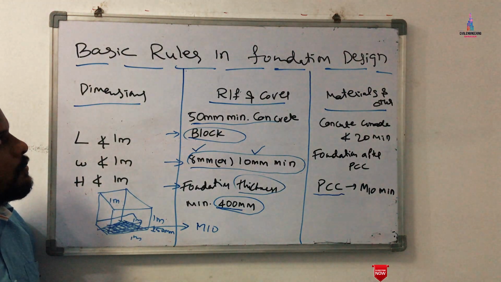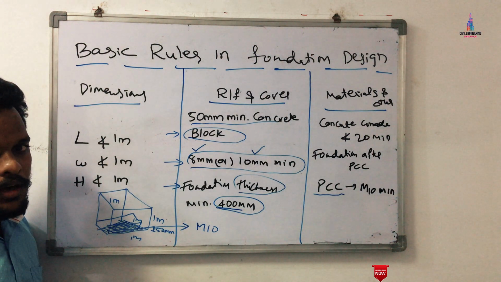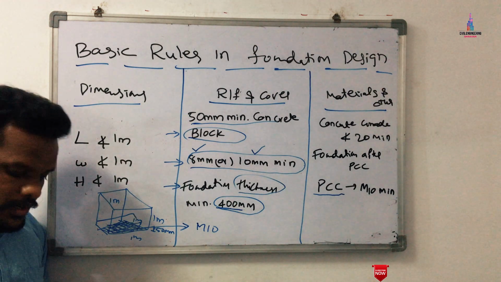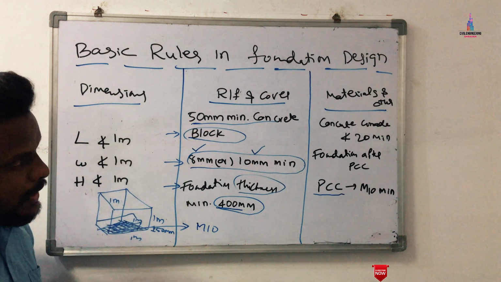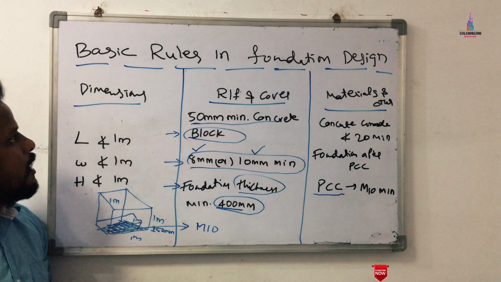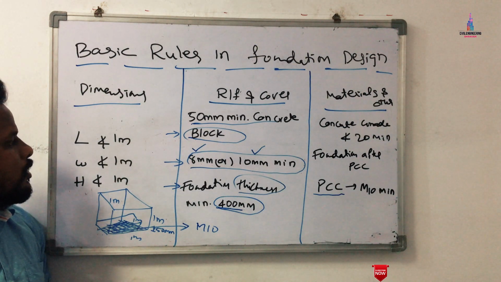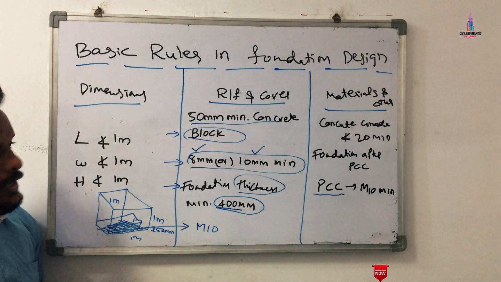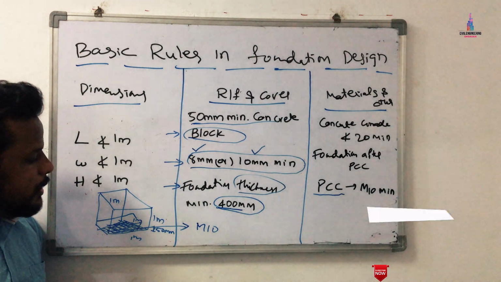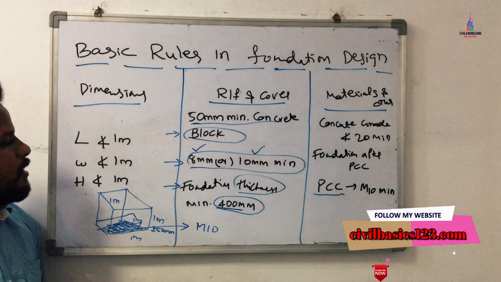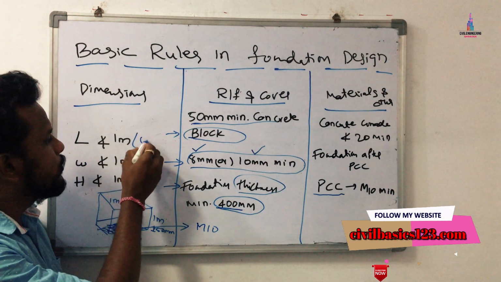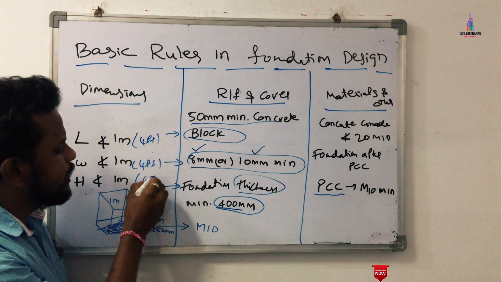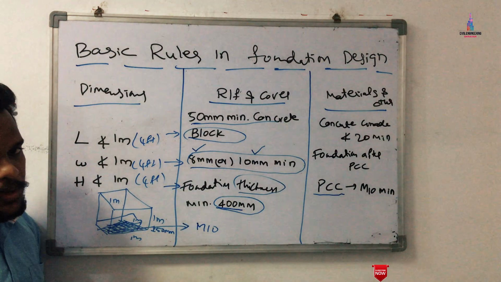Okay. So these are all the basic rules we need to follow for foundation design considerations, which include the dimension section, reinforcement section, as well as the materials and other properties. Under the dimension section we need to follow: length should not be less than 1 meter, width should not be less than 1 meter, and height should not be less than 1 meter for the foundation, which is approximately 4 feet, and this is also 4 feet, and this is also 4 feet approximately, not an accurate value, this is an approximate value.